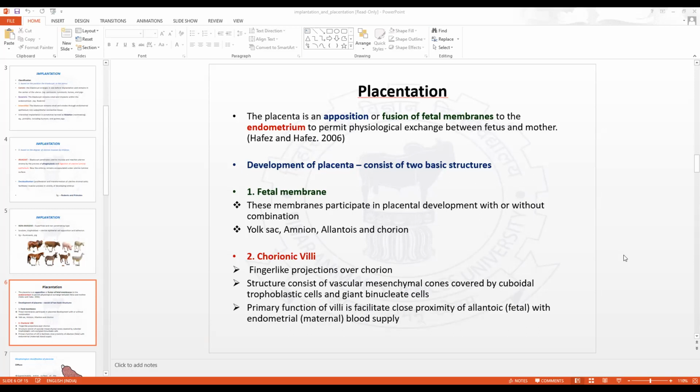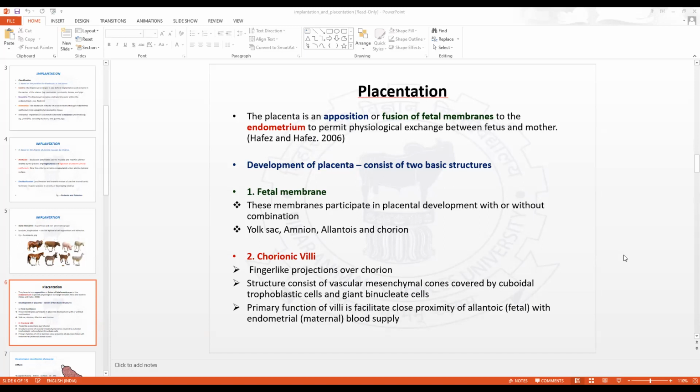So if you do a postmortem kind of thing of this chorionic villi, there is a spike-like projection over the chorion. And what is that spike? It consists of a cone of mesenchymal cells, which is vascular in nature, and it is covered by 2 types of cells. First is the cuboidal trophoblastic cell, and then second is the giant binucleate cells. Okay, clear?